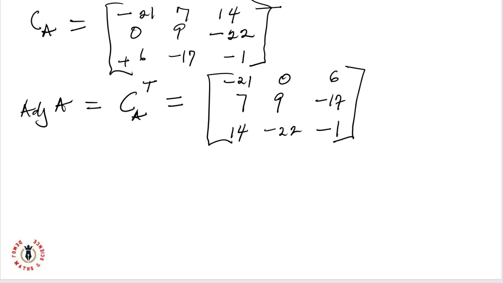With this, we have been able to show how to find the transpose, the adjoint of a matrix, and we have seen how to find the minor of a matrix, the cofactor of a matrix, and also the adjoint of a matrix.